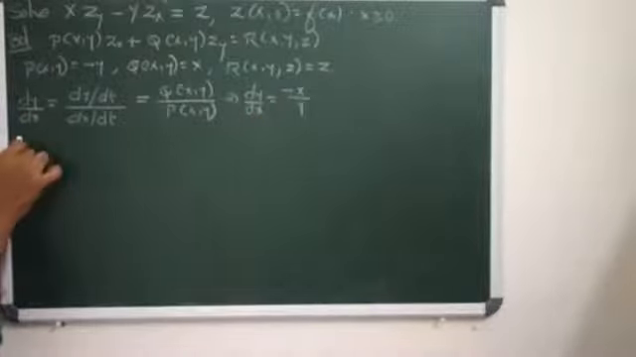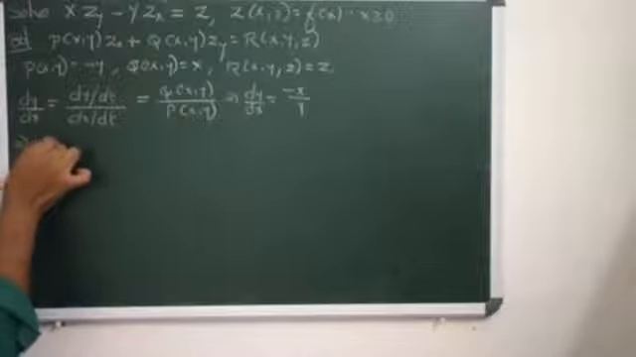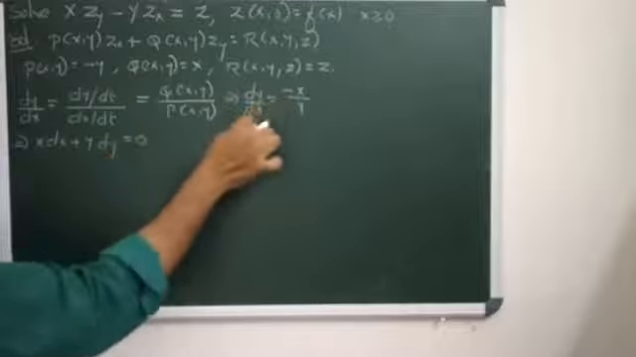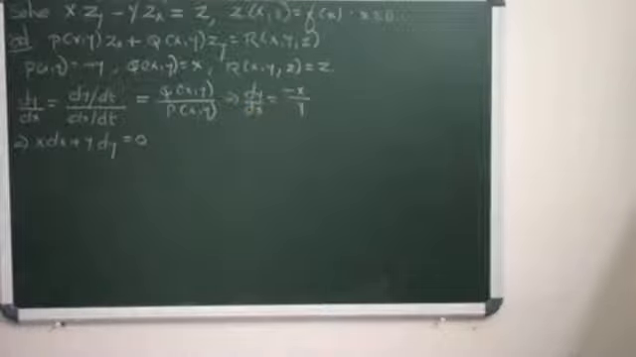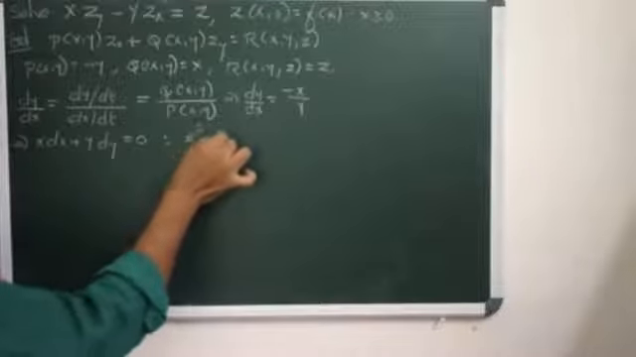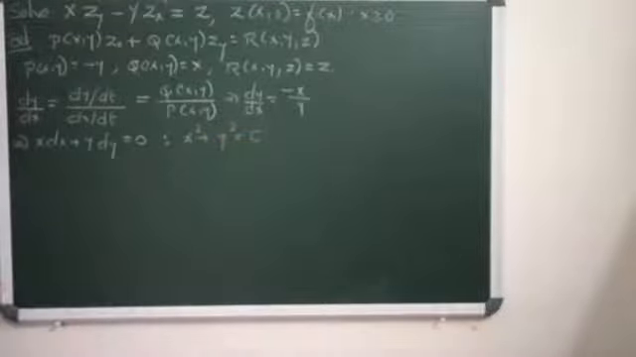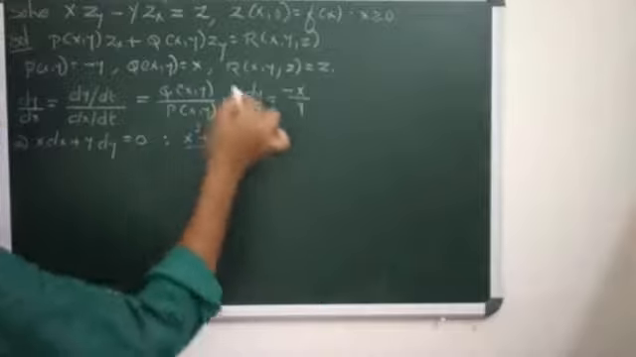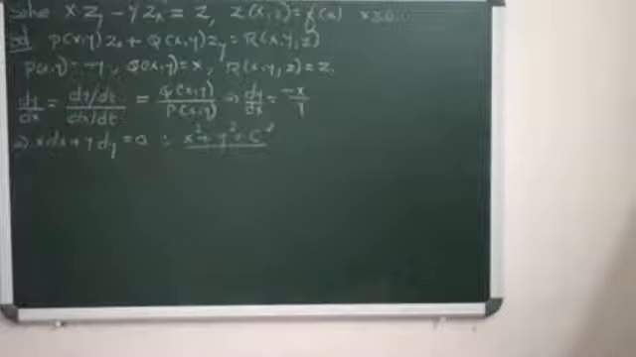Okay. So that means it is x dx plus y dy equals 0. On integration, we have x square plus y square equals some c. Or for more convenience, it is x square plus y square equals c square, c or c square, whatever name, only for the sake of solution.